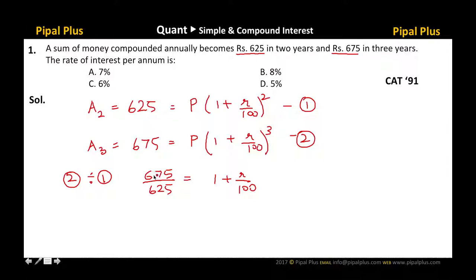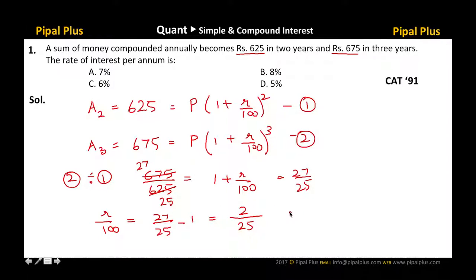So when we cancel out, we notice that 25 is common here, so we get 25 and 25 times 27. It's 50 more than 625, so it's two more multiples than 25, so we get 27 by 25. So what we get is r upon 100 equals 27 by 25 minus 1. Taking 25 as denominator for both, I'm left with 2 by 25.